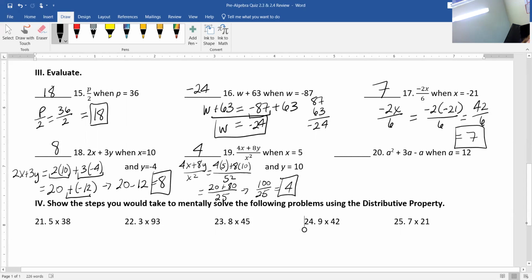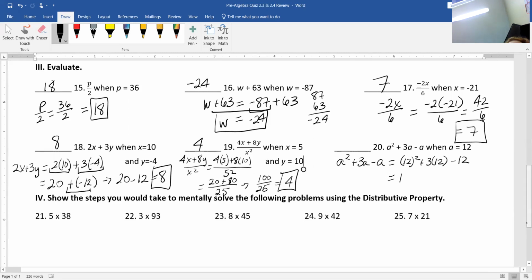Okay. So the last one for this section, we have a squared plus 3a minus a when a equals 12. So a squared plus 3a minus a equals 12 squared plus 3 times 12 minus 12. All right, so 12 times 12 is 144. 3 times 12 is 36, and then minus 12.